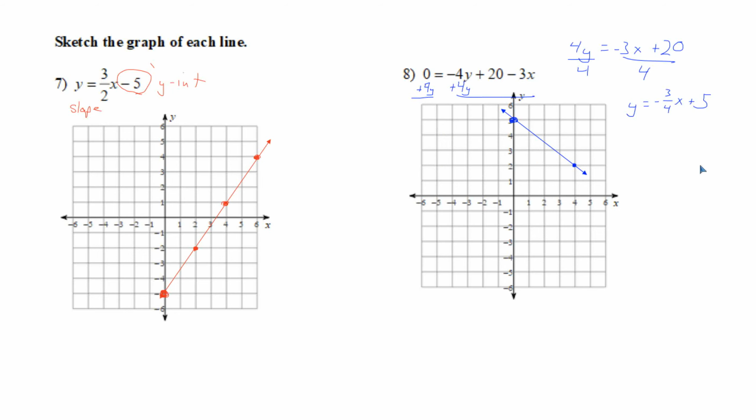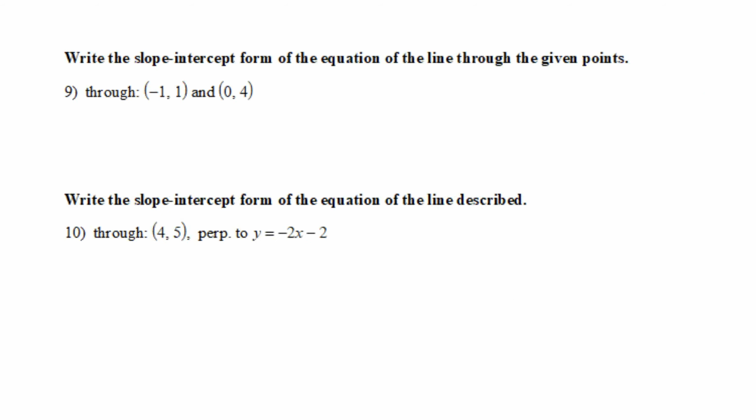So that's graphing lines. Next, we're going to be writing equations of lines. There were several different types we had here. In this case, we're given slope. We want to write the slope-intercept form, the equation of the line through the given points. Well, we're going to go ahead and do that. We learned how to do this 2 ways, but for both of them, we had to find the slope. So let's go ahead and find the slope.